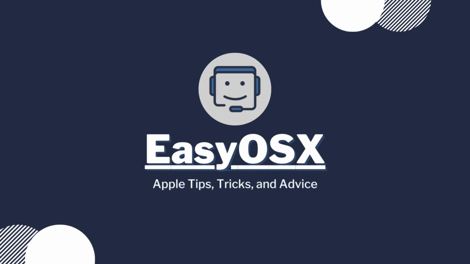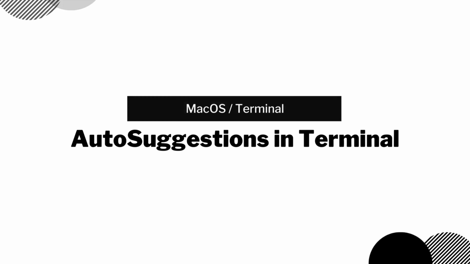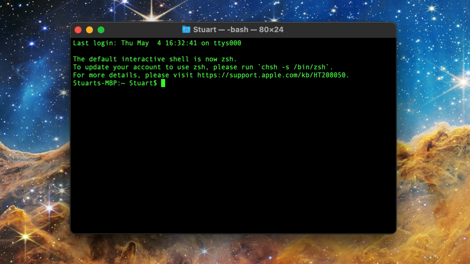This is EasyOSX, and today I'm going to show you how to enable autosuggestions in your terminal. Autosuggestion lets you quickly complete commands based on what you previously typed. If you're looking for autocomplete, which will surface multiple command options as you type and autofill the one you choose, regardless of whether you've used them previously, that'll be in the next video, so check that out when it's out.